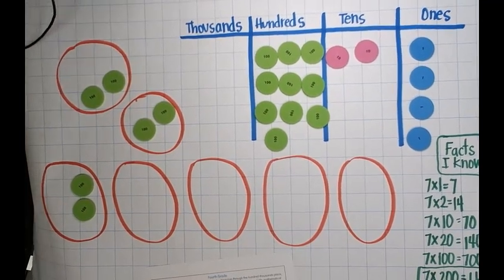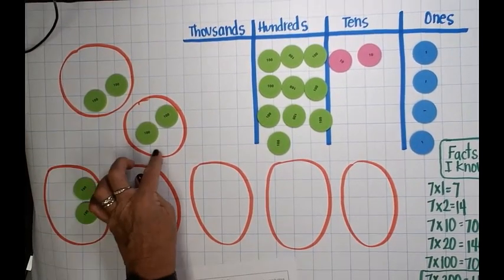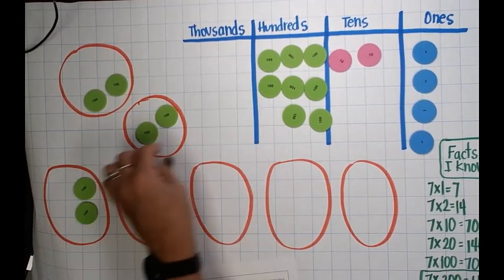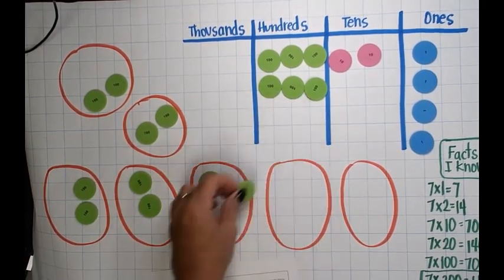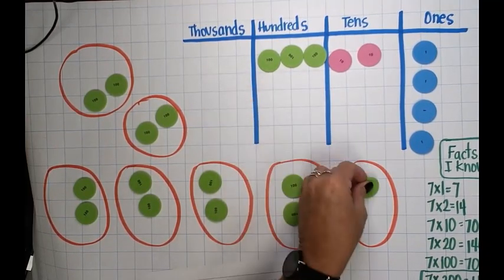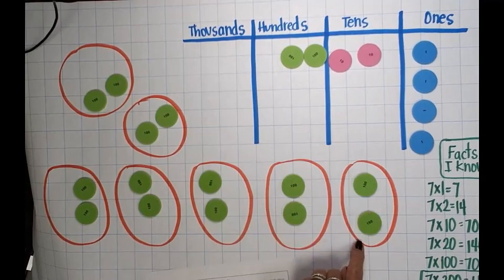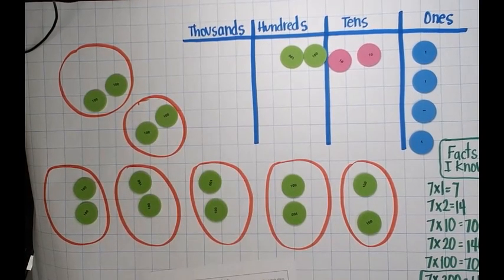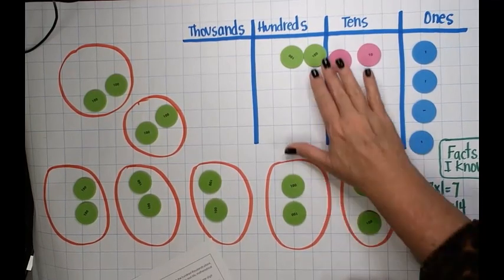So let me continue. This one has 200, 200, 200. So let's continue placing 200 into each one. 1, 2, 3, 4, 5, 6, 7. Okay, 7 times 200 is 1,400. So I still have some left over, don't I?